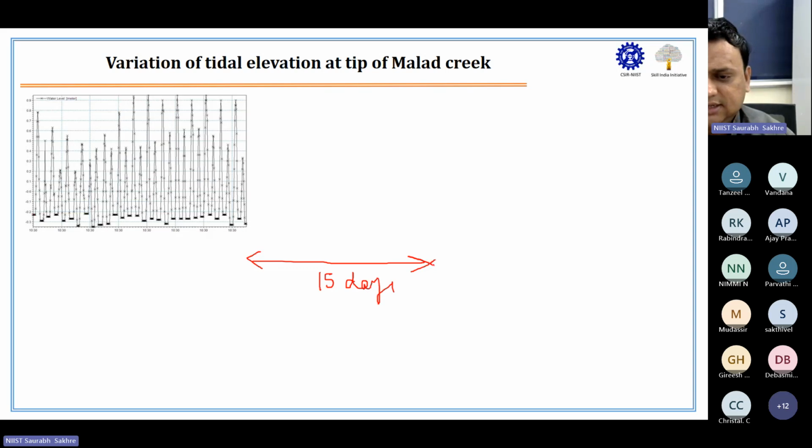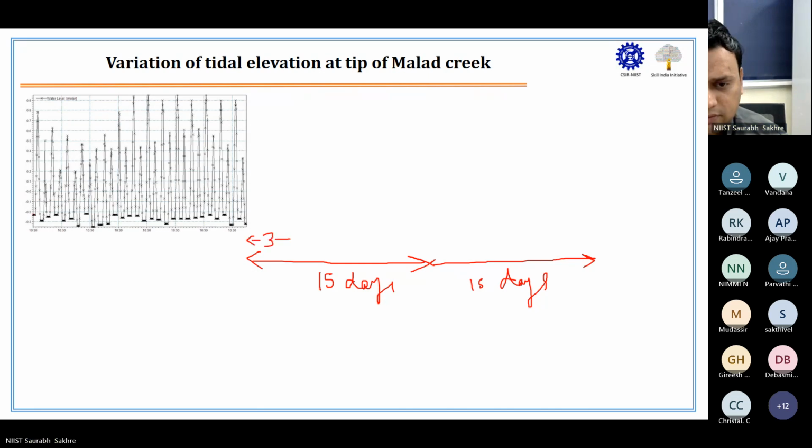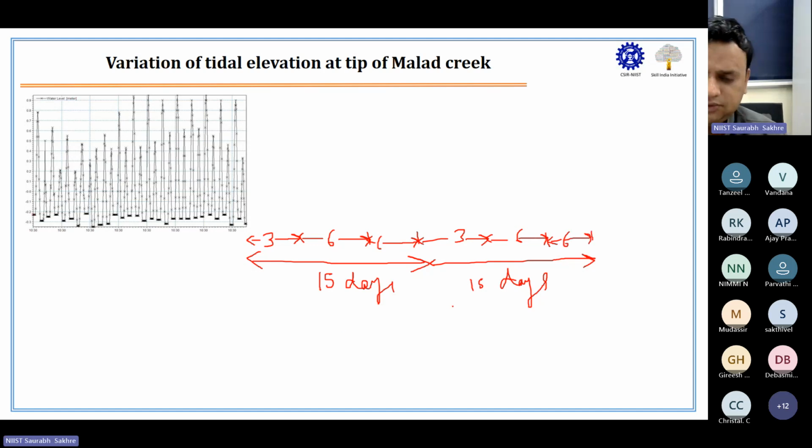And let's say this is another cycle of 15 days. Okay, completing a month. Now you divide this in 3 parts: 3 days, 6 days, and another set of 6 days. Then again, 3 days, 6 days, and another of 6 days. Now these are two cycles.